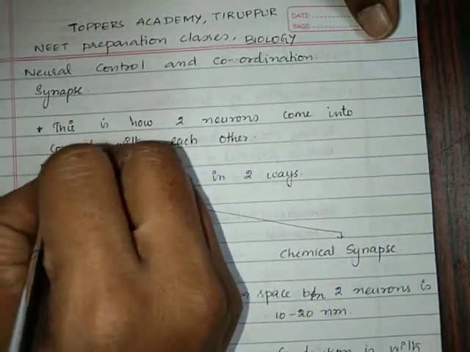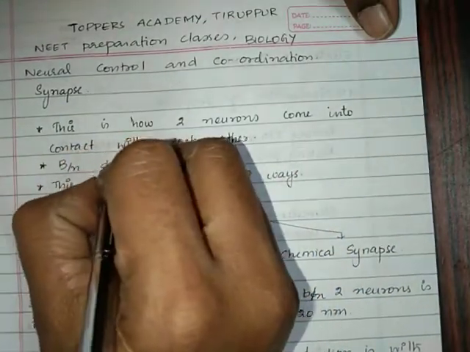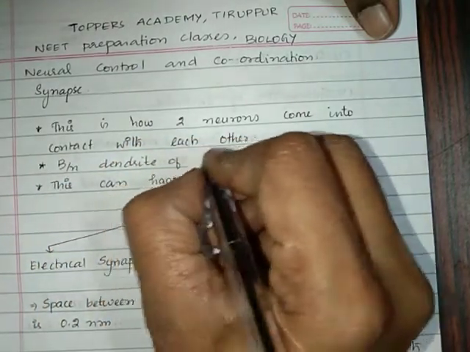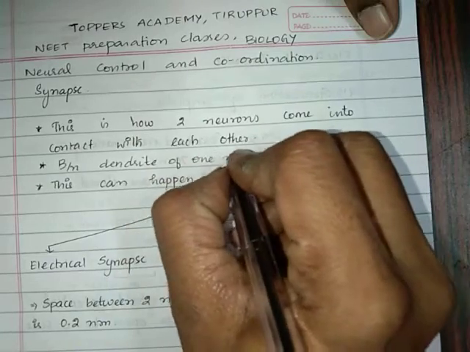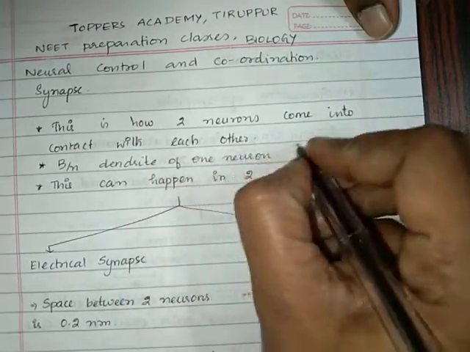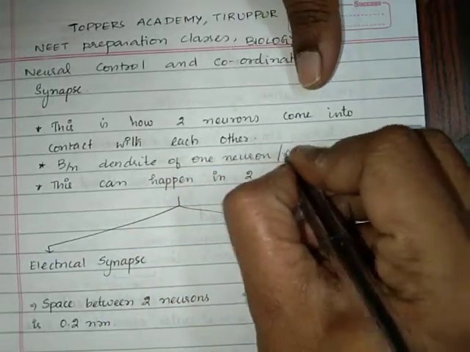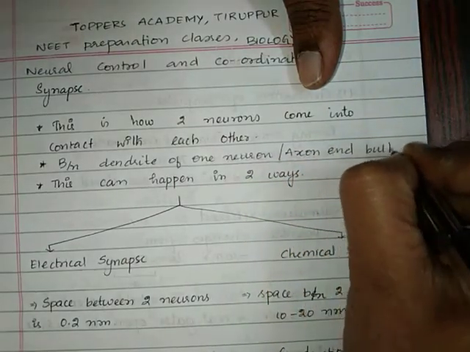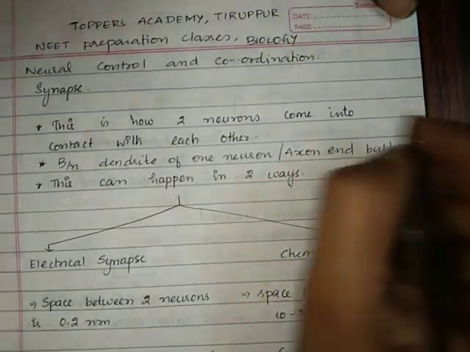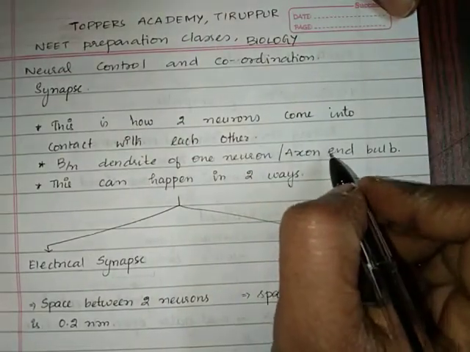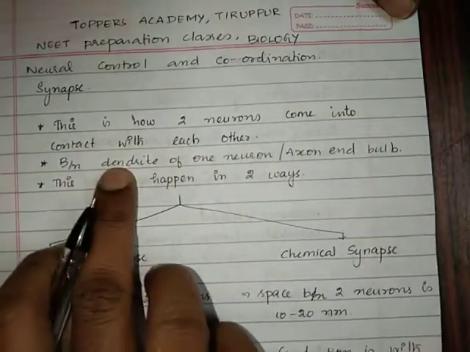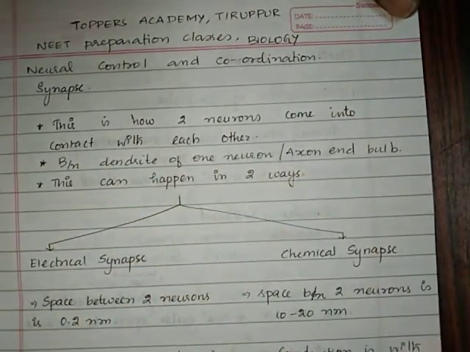Synapse is usually going to be between the dendrite of one neuron, which is going to receive the impulse, and the axon end bulb of another neuron, which is going to pass on the information. So it is from the axon end bulb of one neuron that it is going to move to the dendrite of the next neuron. So dendrite will receive, axon end bulb is going to pass on.